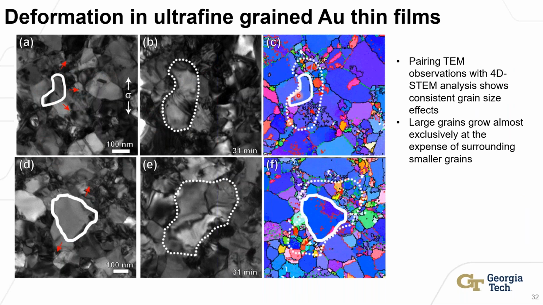What you see is this relatively large grain growing at the expense of the surrounding nanocrystalline material. Here's just a second example showing the same thing, where you get essentially a doubling in the grain size from before to after strain, and this grain size increase came almost exclusively at the expense of these surrounding nanocrystalline grains.